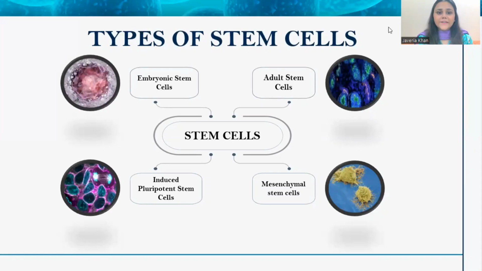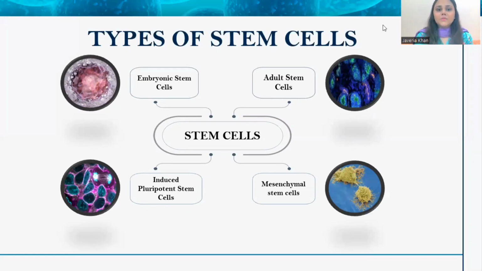The next are adult stem cells. They are undifferentiated cells found living within specific differentiated tissues in our bodies that can renew themselves and generate new cells that can replenish dead or damaged tissues. These cells are used in bone marrow transplants and to treat specific types of cancers.